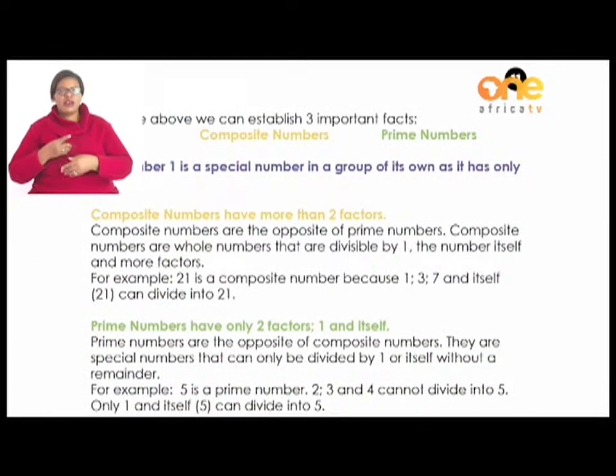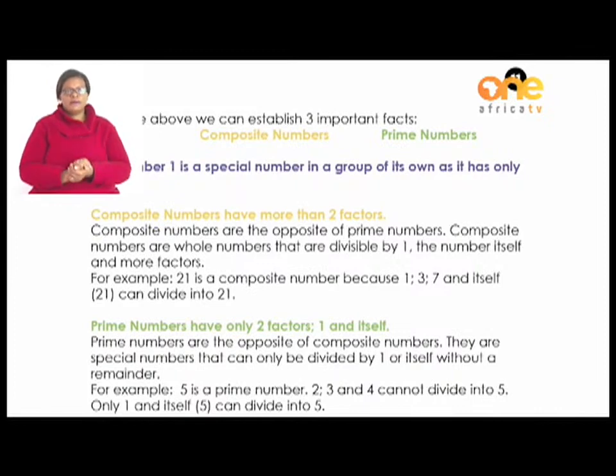The reason why 1 cannot be regarded as a prime number is because it only has 1 factor. Okay? In order for a number to be considered a prime number, it must have 2 factors, which are 1 and that number itself. Now let's look at composite numbers.